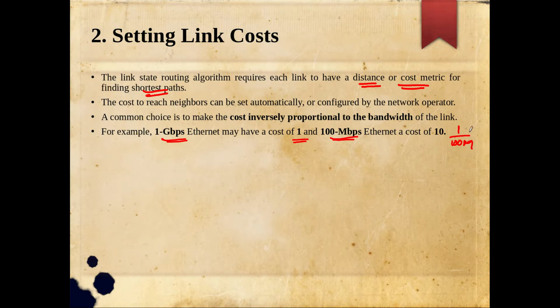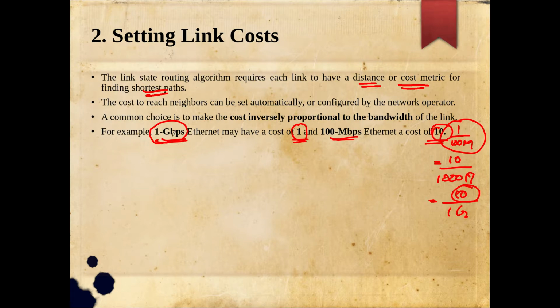You can multiply numerator and denominator by 10, so it will be 10 by 1000 mega, and that is 10 by 1 giga, since 1000 mega is giga. In the previous case, 1 giga was represented by 1, that is 1 by 1 giga. So here this 100 megabits per second will be represented by 10. I hope you understood the process. Simply, this 1 giga is taken as the basis with a cost of 1, so 100 mega is inversely proportional to 1 by 100, with the proportionality constant being 10.